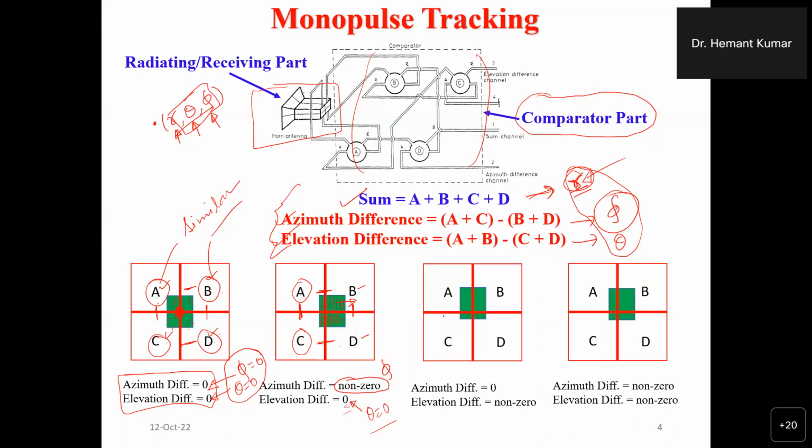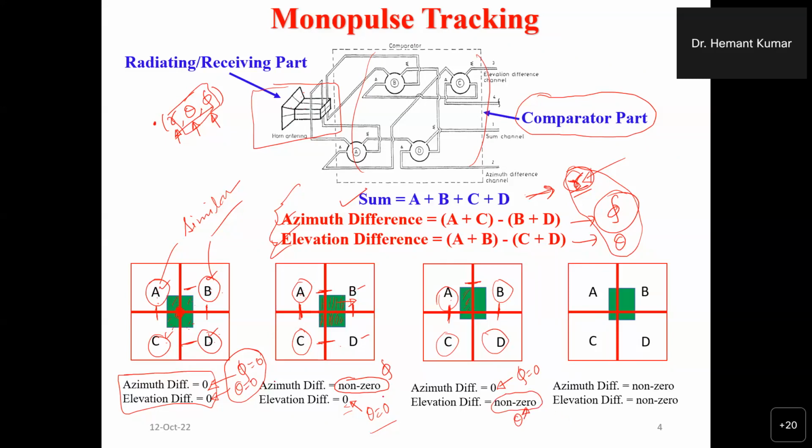In the third case, we may assume that the target is shifted in the vertical plane, or the elevation plane. In that case, A and B will receive the same amount of echo, as can be seen from the green portion, and C and D will receive the same amount of echo. But the difference between A and C, the elevation difference, will be non-zero. Because there is no movement in the horizontal plane, the azimuth difference will be 0, so phi is 0. Based on this non-zero value, you can find the value of theta.